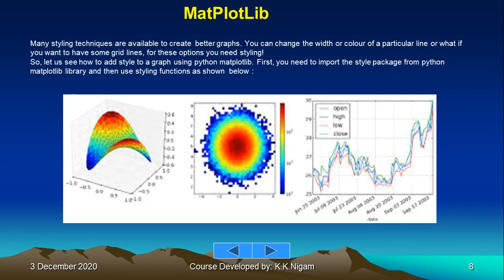Many styling techniques are available to create better graphs. You can change the width or color of a particular line, or if you want to have some grid lines, for those options you need styling. So let us see how to add style to a graph using Python Matplotlib. First you need to import the style package, which is again a sub library of Matplotlib, and then you can use the styling functions as you can see on the screen itself.